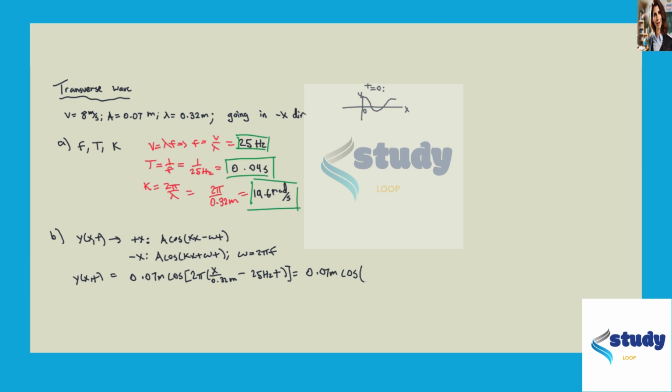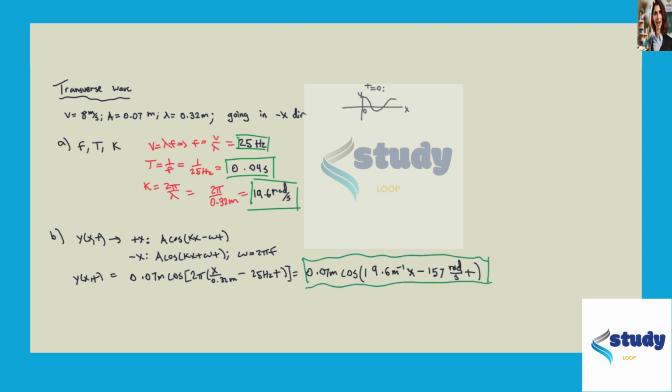So we multiply this, and that's going to be equal to 19.6 inverse meters times x minus 157 radians per second times t. Let's make this a little neater. So forgive me, it's a little messy, but this is our answer for B.